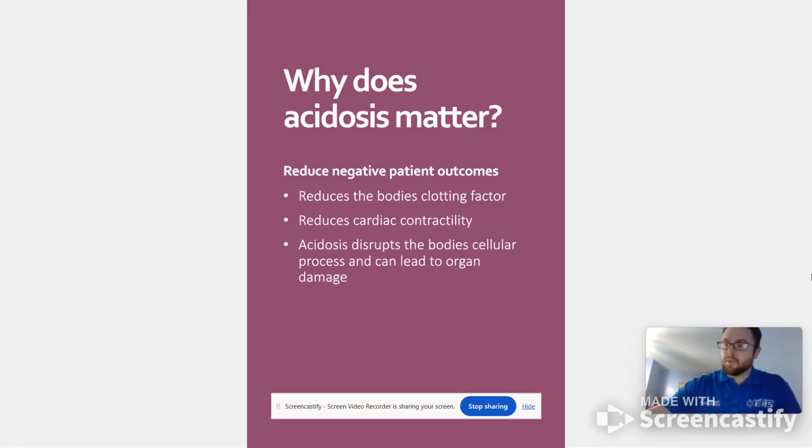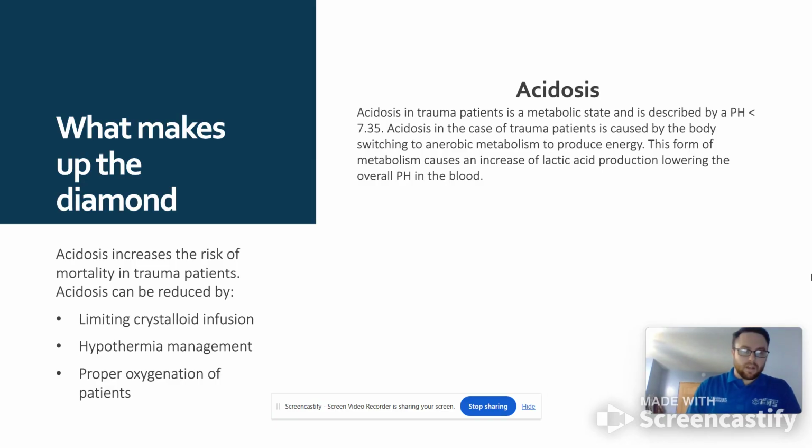Some of the ways that we can reduce acidosis in our patient is proper oxygenation, stopping blood loss, and hypothermia management. Hypothermia management we're going to talk about here in the next leg of the diamond. Limiting crystalloid infusions, so we don't want to just drown our patients with normal saline or lactated ringers. We really want to just give them the minimal amount to keep the appropriate MAP based upon our protocols.